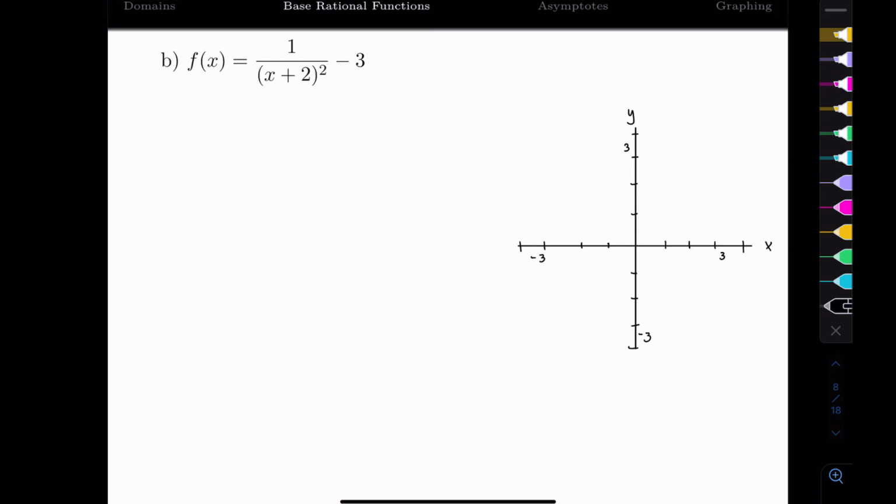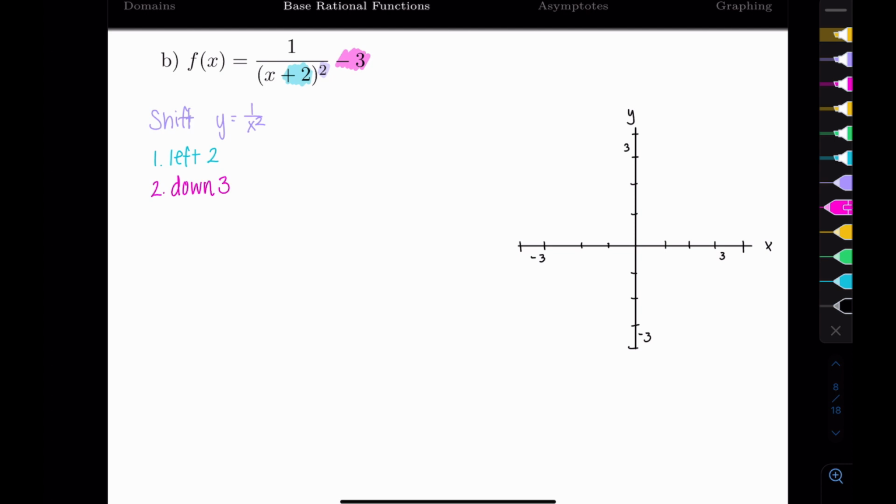Let's try one more of these before we get on to the more complicated types of graphs. So here we have the square. So this means we're going to shift the graph of y equals 1 over x squared. And now we technically have two transformations. We have this +2 that's attached to x. So we're going to shift it left 2. And then this -3 tells us to move it down 3.